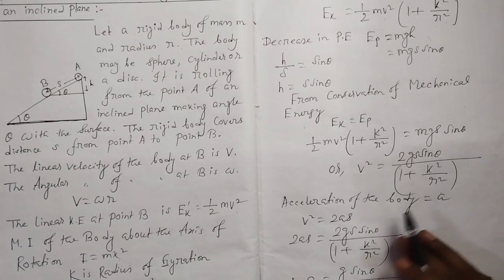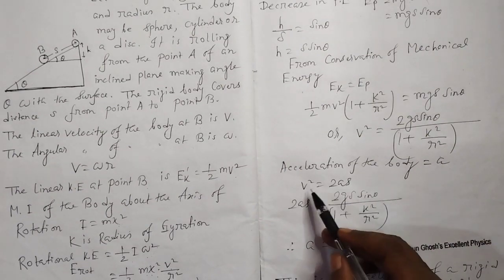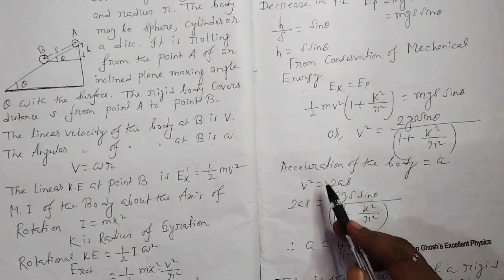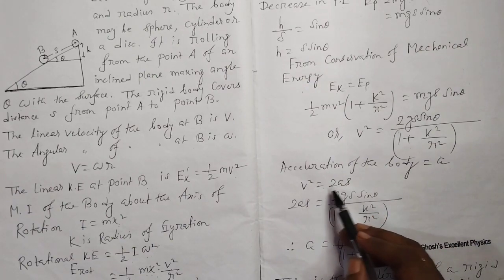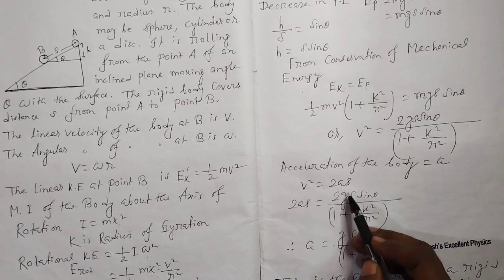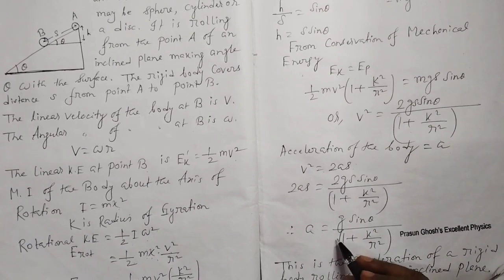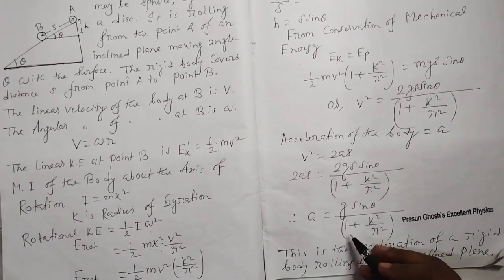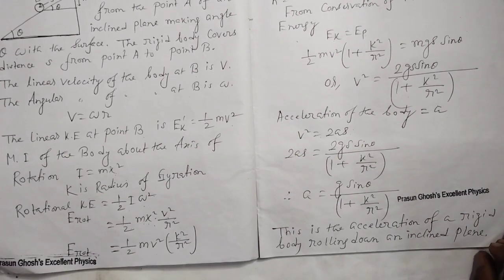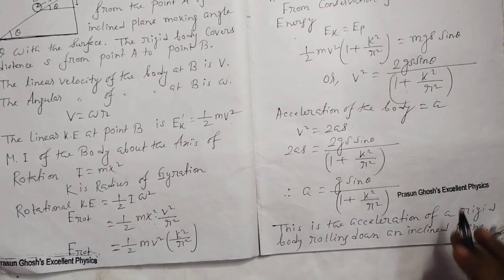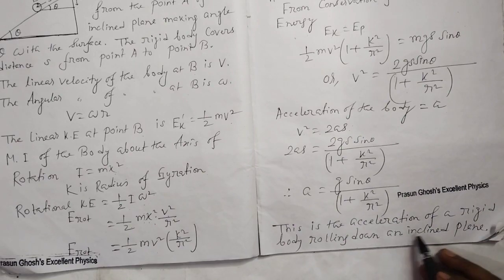So the acceleration of the body, that is a, since the body moves from rest, that is u equal to 0, so you can write v square equal to 2as. So comparing this equation and this, we can get a equal to g sin theta by 1 plus k square by r square. So this is the acceleration of a rigid body rolling down an inclined plane.